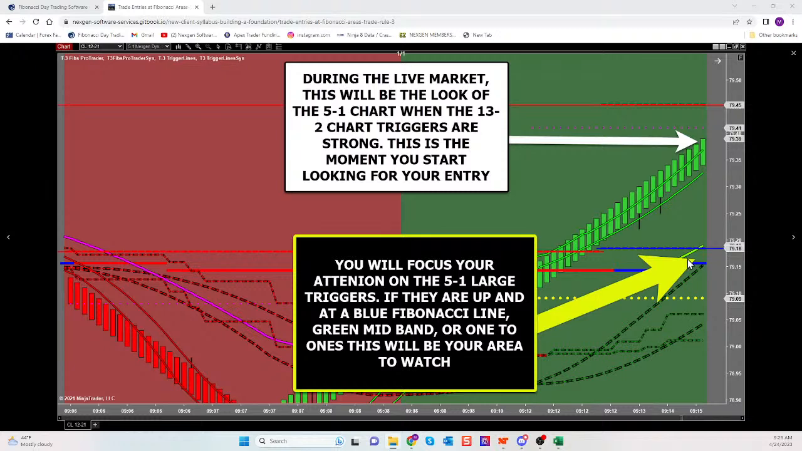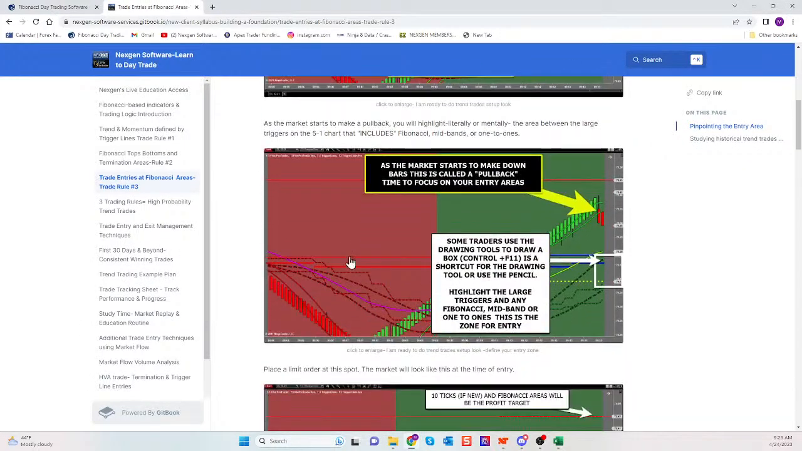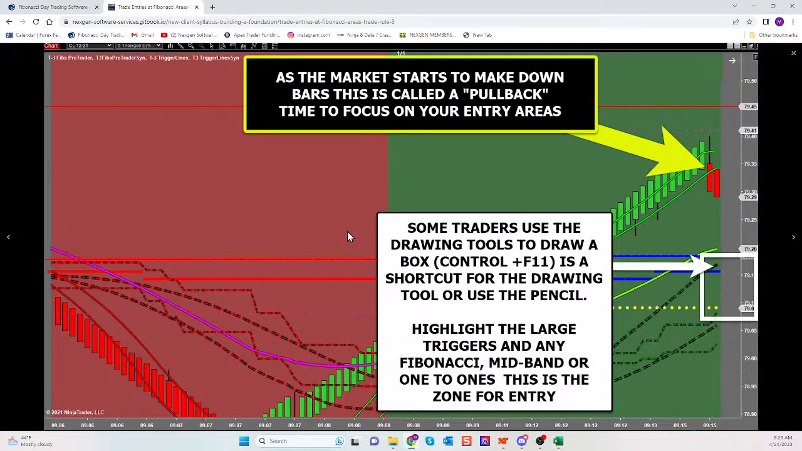So when everything is going up, you're going to focus your attention on these large triggers coming up strong like a shark about to breach. And you're going to identify the areas near them. Areas where a trend trade can originate could be fibs, Fibonacci support, Fibonacci resistance, a mid band, that green line when price is above it, or it's magenta when price is below, and one-to-ones, these yellow one-to-ones. And these are going to act as a bounce point, that area where the market is likely to continue. And we want them to be inside a favorable large trigger.